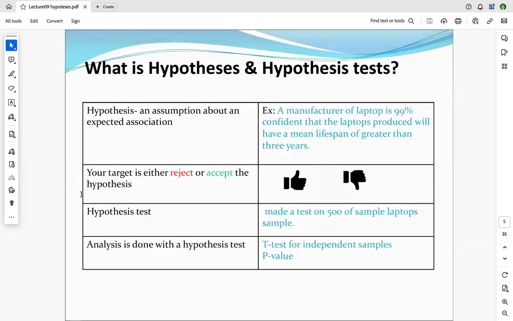Okay, next. So what is a hypothesis? It is an assumption about an expected occasion. For example, a manufacturer of a laptop is expecting 99% confidence that the laptop produced will have a mean lifetime greater than 3 years. To prove this is correct, there are two options: we reject it or we accept it. But before that, we have to do the hypothesis test. In this case, they randomly select 500 sample laptops and test them to see whether it is really true.